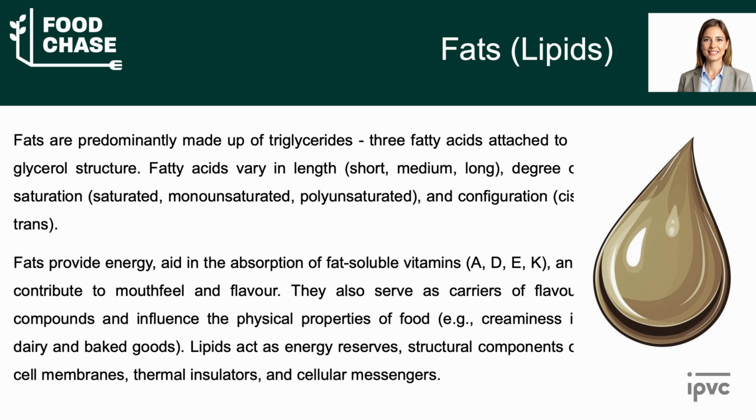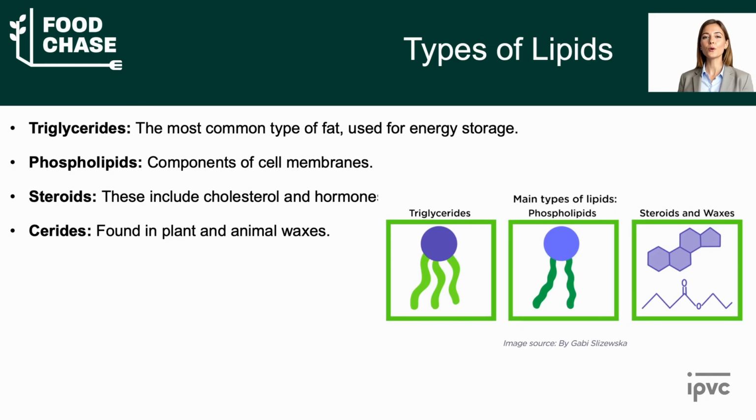Fats provide energy, aid in the absorption of fat-soluble vitamins A, D, E, and K, and contribute to mouthfeel and flavor. They are also carriers of flavor compounds and influence food texture in dairy products and baked goods. There are 4 main types of lipids: triglycerides, the most common fat used for energy storage; phospholipids, which are components of cell membranes; steroids, including cholesterol and hormones; and ceramides, found in plant and animal waxes.